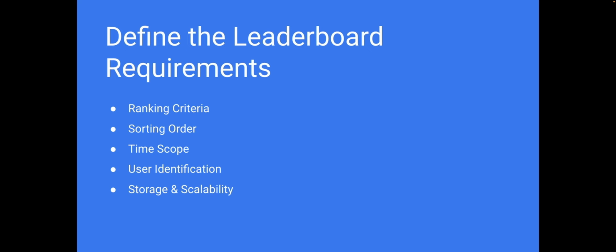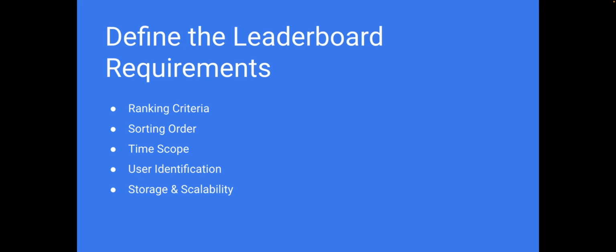Then you need to look at the time scope. Time scope is more like the way you want to filter the data. Do you want to filter based on all time, daily, weekly, global, local, or monthly leaderboard? So these are what you also need to consider, right? The time scope.